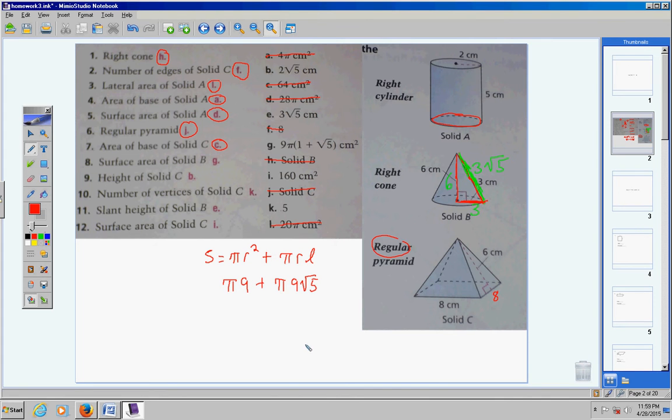Okay? Now, what they did in their answer right here, letter G, is they simply did this. What I would have done is this, to be honest with you. I would have simply probably left it 9 pi plus 9 pi square root of 5. Now, if you want to try to add them together, it's difficult to do because, yes, they're both pi, but this has a square root, and you can never add a term that doesn't have a square root with one that does.